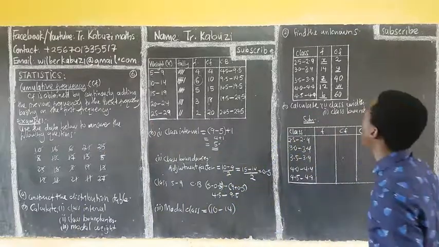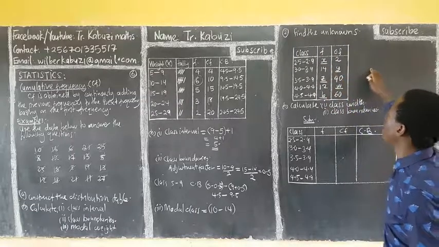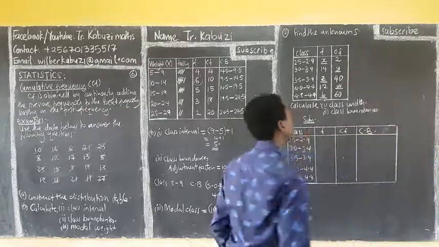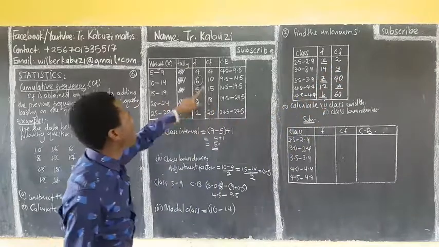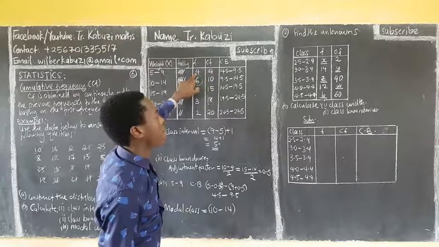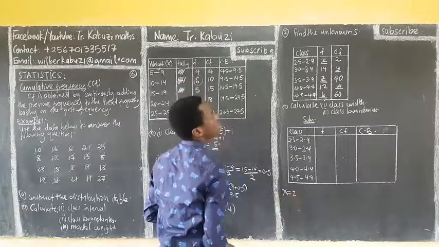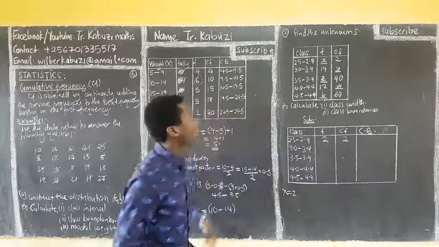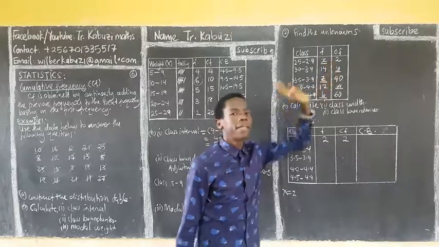Then from here, they are giving us now, find the unknowns. They are giving us X, Y, Z, and W. So how can we find these unknowns? Now, this means that they are giving us the cumulative frequency. You already see that the first cumulative frequency is the same as the first frequency. So my X is going to be 2. So I put here now my 2. This is also 2, with ease.